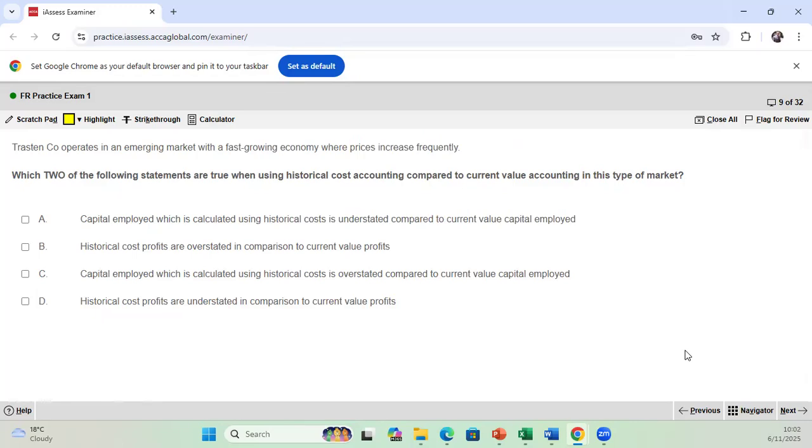So which two of the following are true when using the historical cost compared to the current value? So historical cost is used to report my assets. All right.